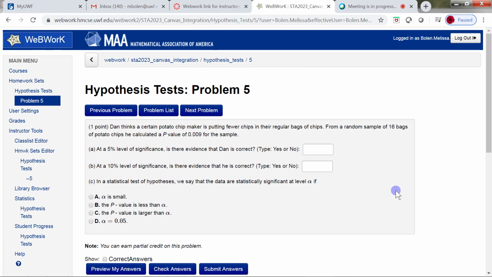Alrighty, so here's our next one. It says, Dan thinks a certain potato chip maker is putting fewer chips in their regular bags of chips. From a random sample of 16, so n equals 16 bags of potato chips, he calculated a p-value of 0.009 for the sample. Okay, so that would be the p-value for your test statistic. At a 5% level of significance, is there evidence that Dan is correct?